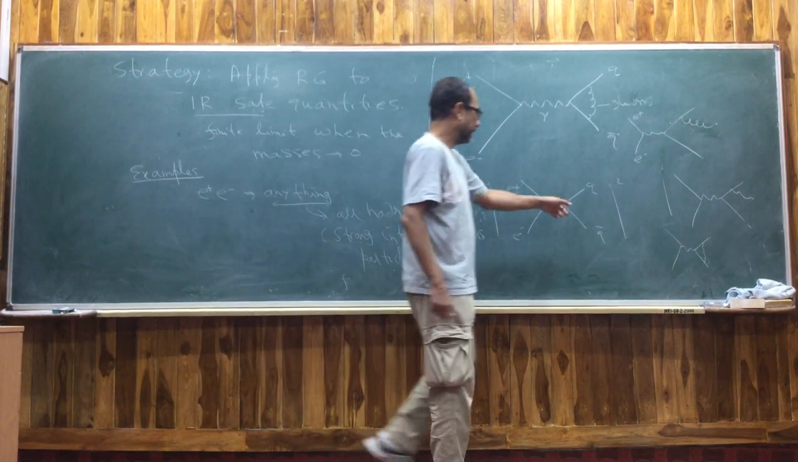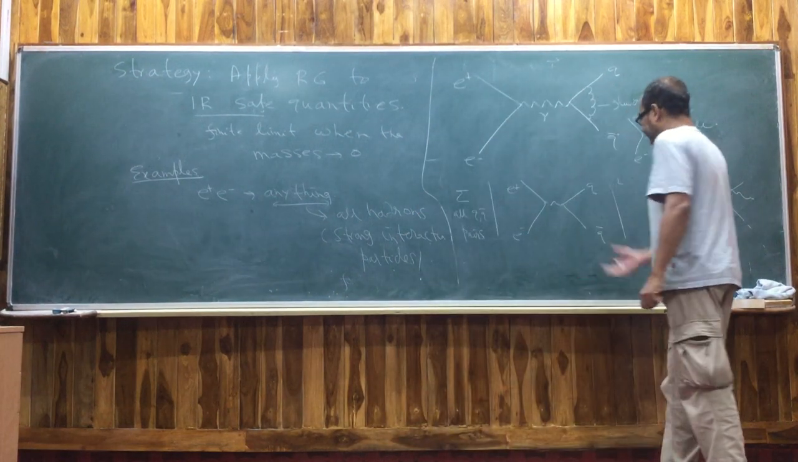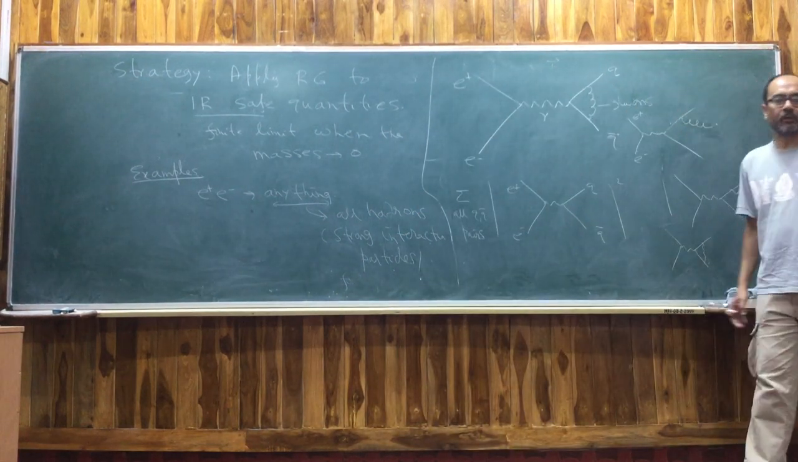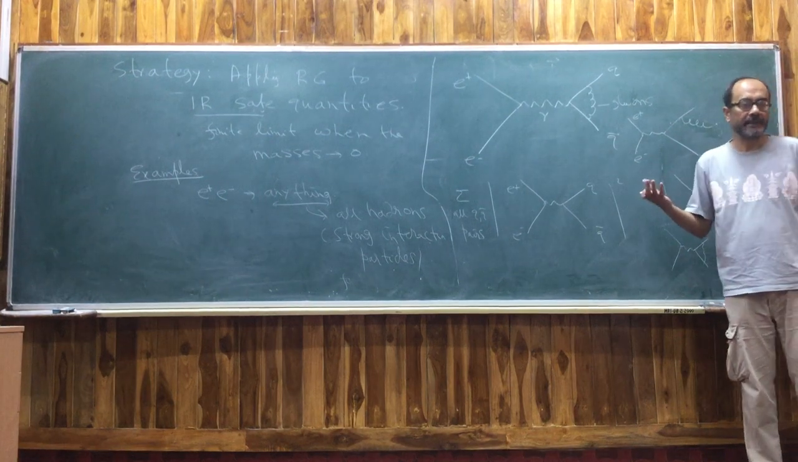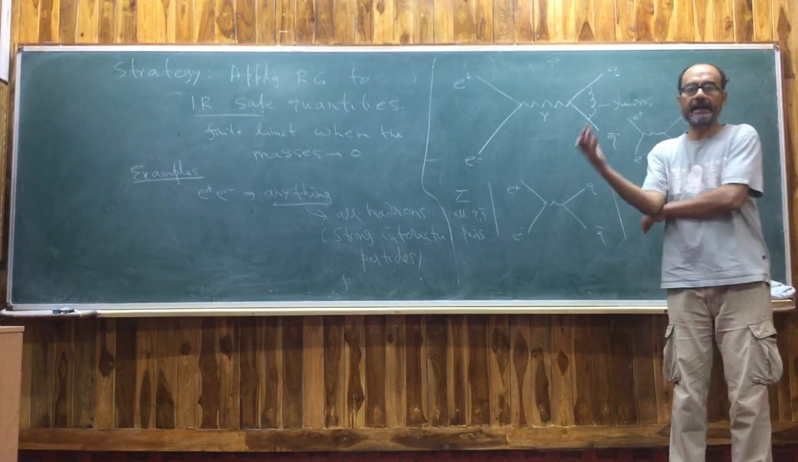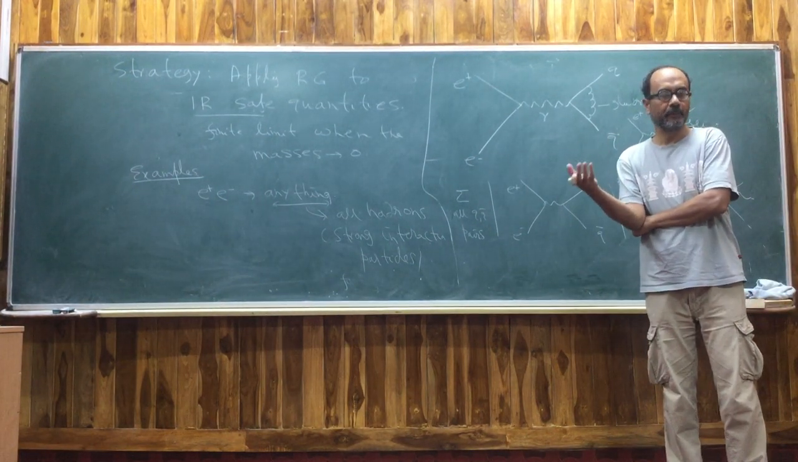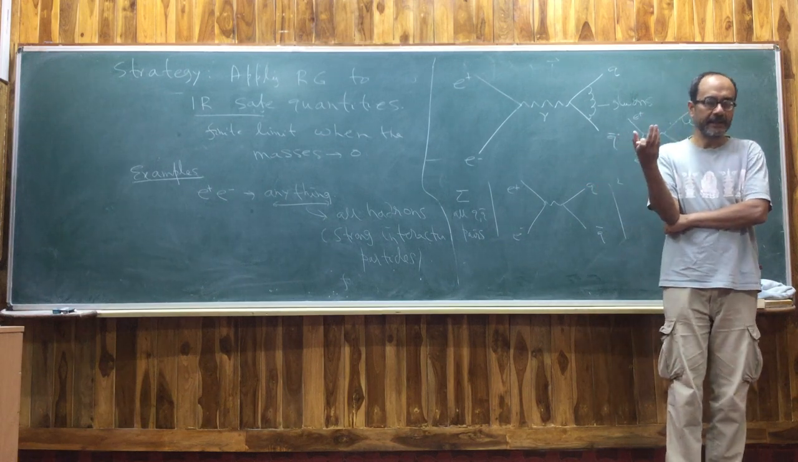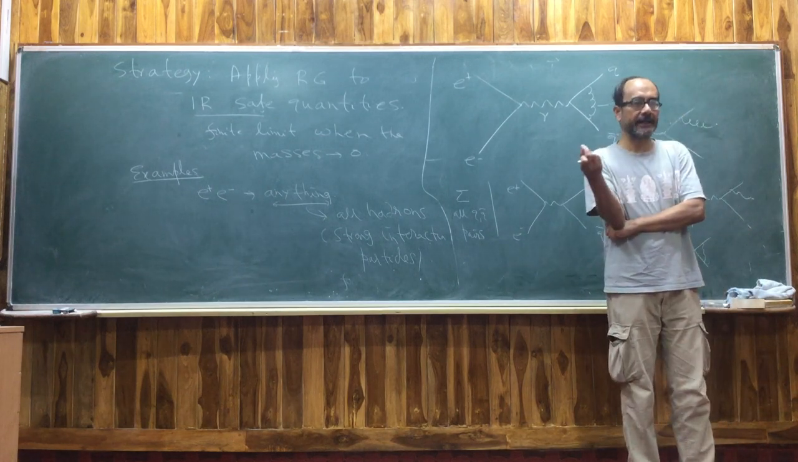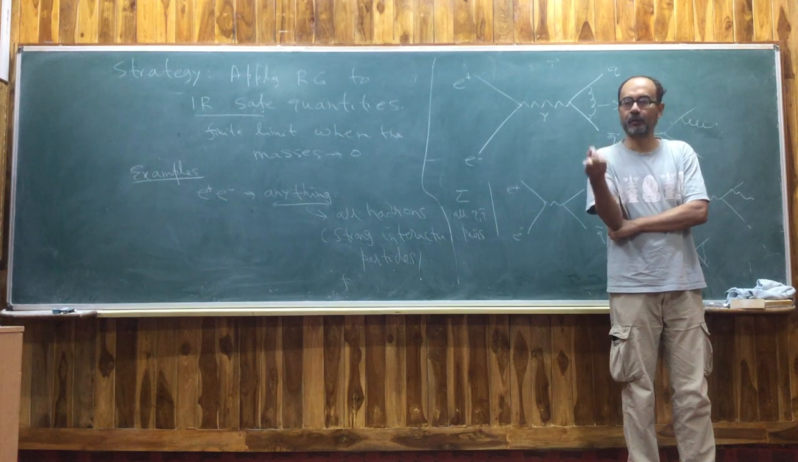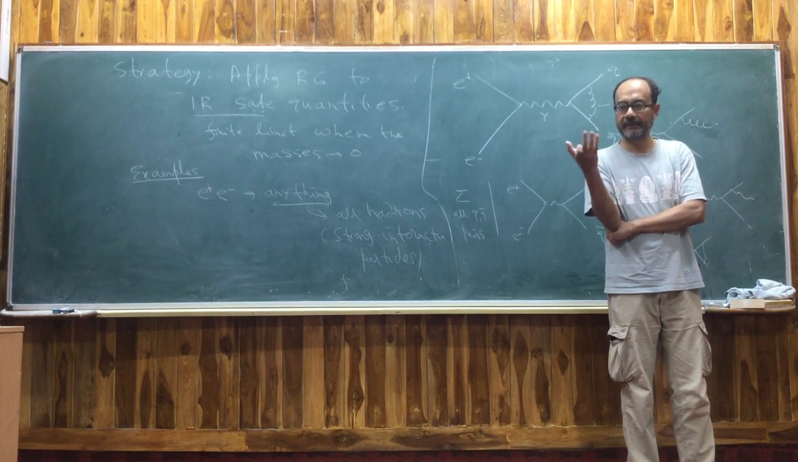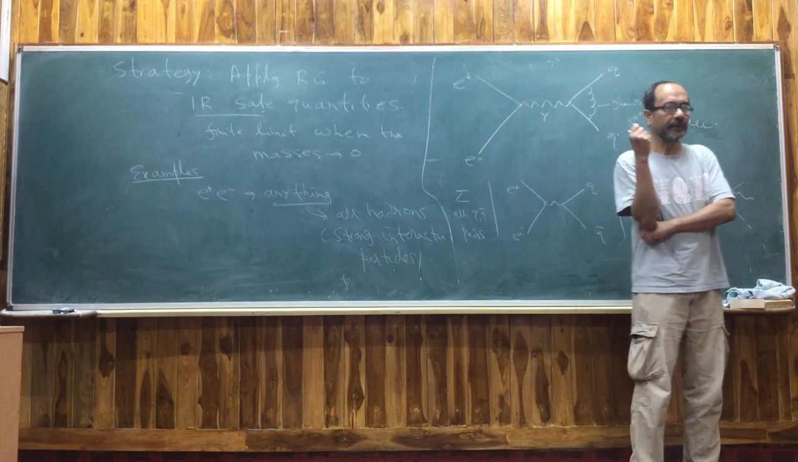This analysis, in fact, is one of the ways that you can try to determine the number of colors. Suppose you didn't know what the strong interaction group is. I said it's SU(3), but of course you don't see individual colors. Individual quarks are never discovered; you only discover the color neutral particles.